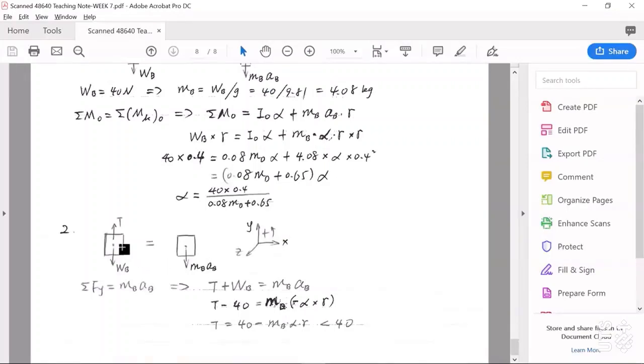For the tension force in the cable, here, that's the final answer. And you can see T should be equal to 40 minus mB times angular acceleration alpha times r. So this means the tension force T should be less than the weight force on this block, 40 Newton.